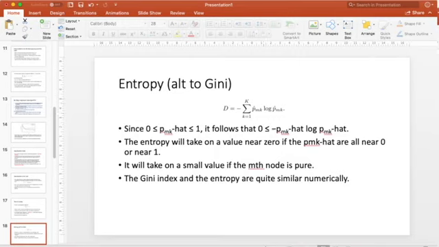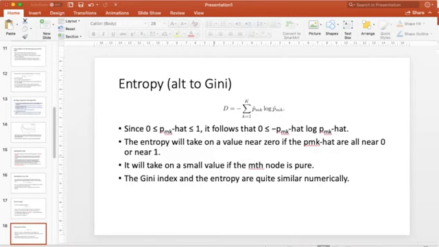The reason we use this value, P times log of P, is because the value of P hat MK is always between 0 and 1. Okay, so the entropy will take on a value near 0 if the P hat MK are all near 0 or all near 1. So this is between purely 0 or purely 1. If the P hat MK are nearly 0 or nearly 1, which shows some purity, then the entropy will take on a value near 0. And that is what we intend to have.